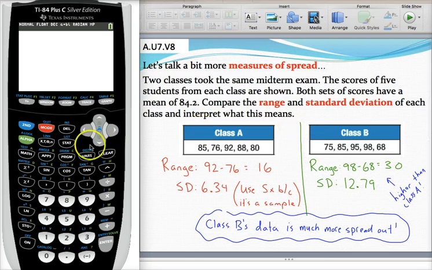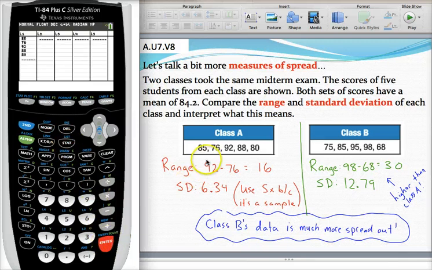So let's go ahead and take a look and compare those and see what's going on here. I've gone ahead and already typed in data for Class A right here. Remember, stat edit. So there's Class A data typed in. If you want to follow along with me, that's fine. Otherwise, what I'd recommend you do is start typing in Class B's data so we can compare our results.